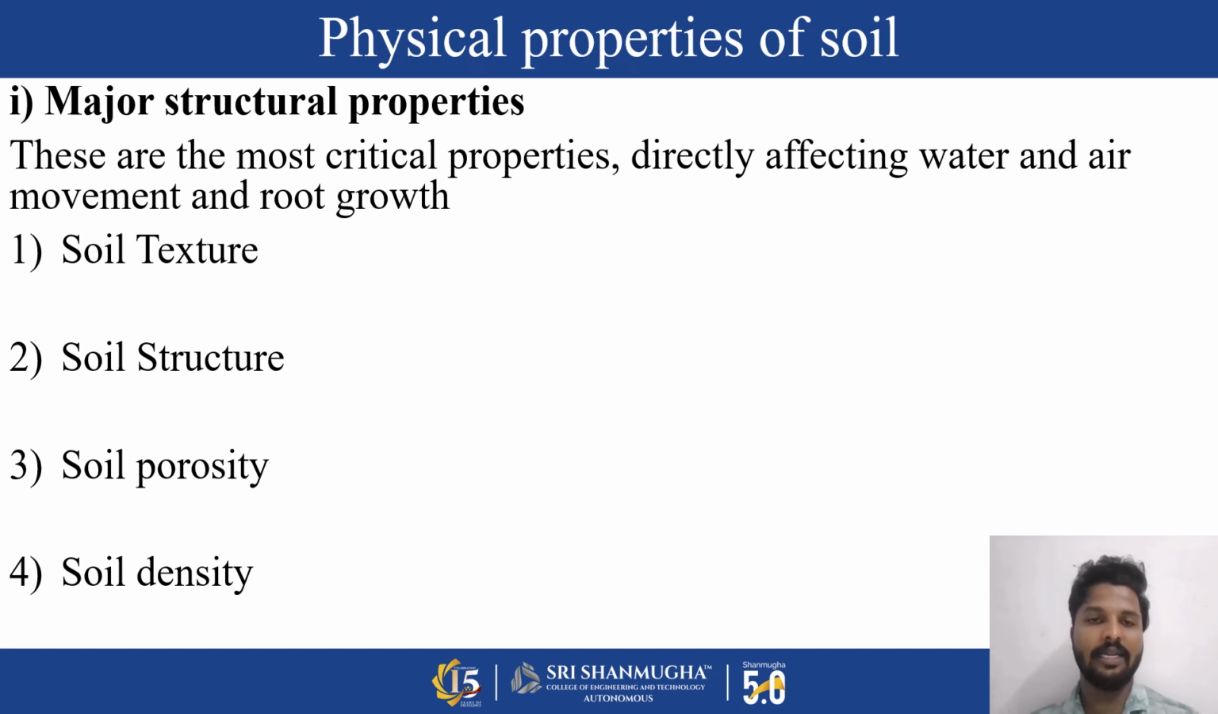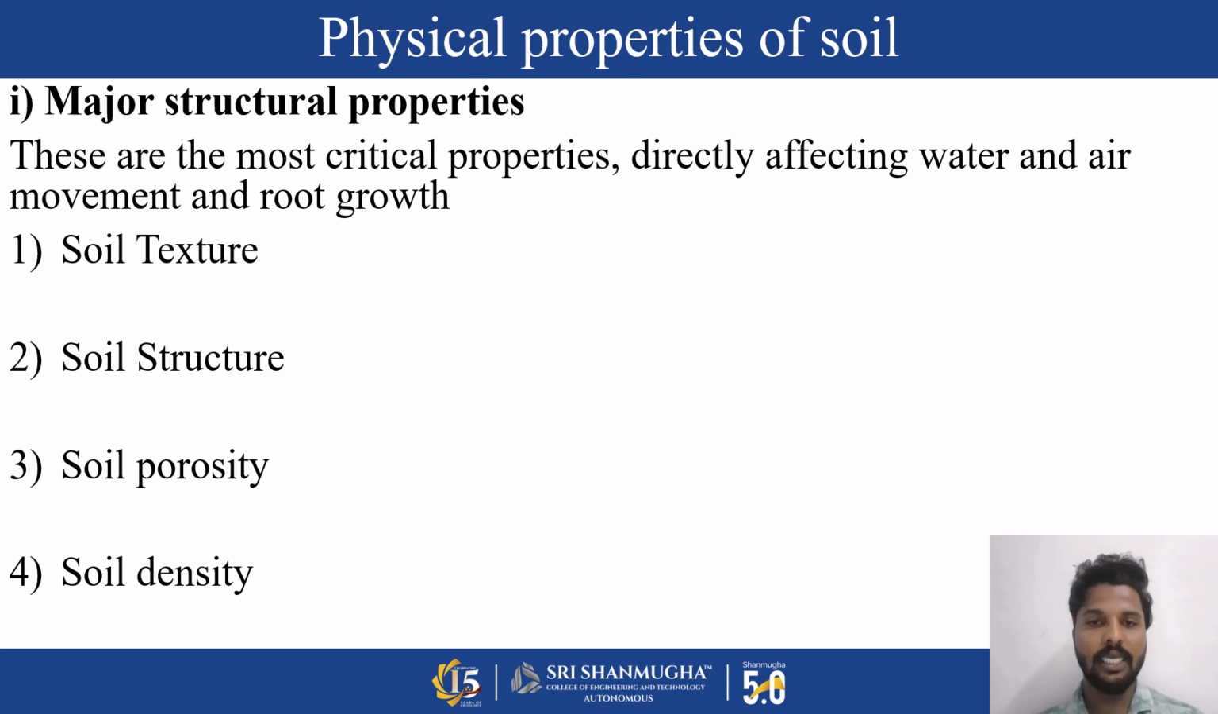The first one is the soil texture. This refers to the relative proportion of sand, silt, and clay particles in the soil. It's a fundamental property that does not change easily. The next one is the soil structure. This describes how the individual soil particles like sand, silt, and clay are aggregated or clumped together to form larger units called peds. So good structure is essential for drainage and aeration.